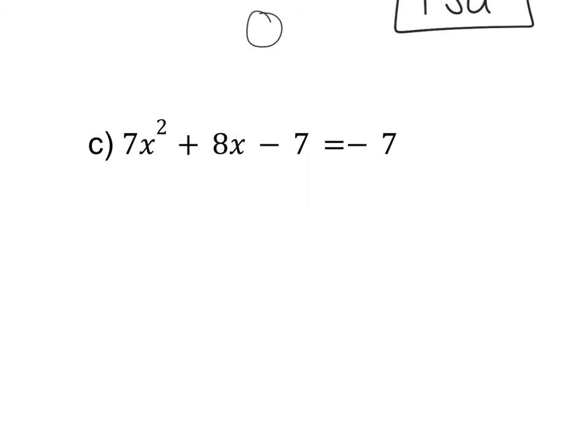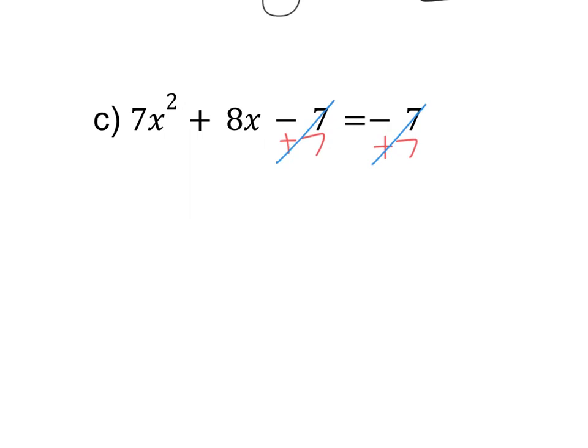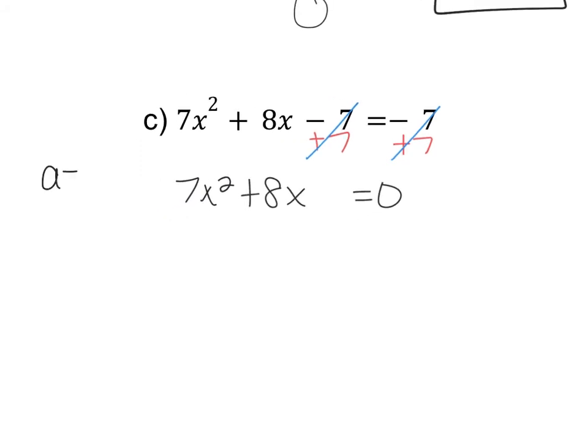So first we got to get a 0, so let's add 7. So this one's a little bit different. Look what happens. So both of those cancel. So I have 7x squared plus 8x equals 0. All right. So my a on this one is 7. My b is 8. Now what is my c going to be? If there's nothing there, well, then it's just going to be 0, right?